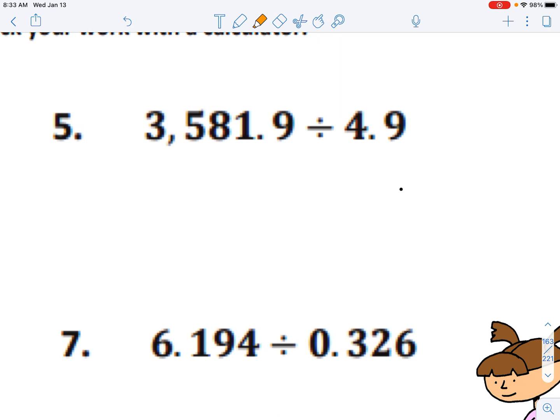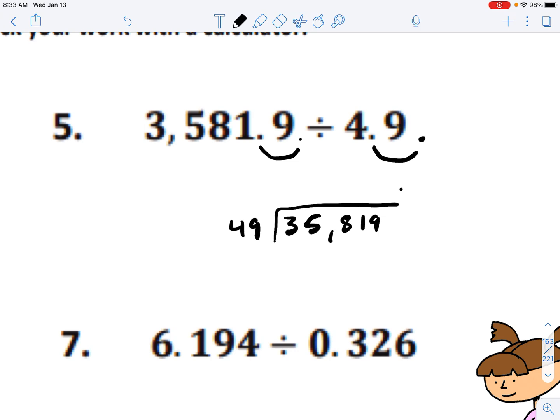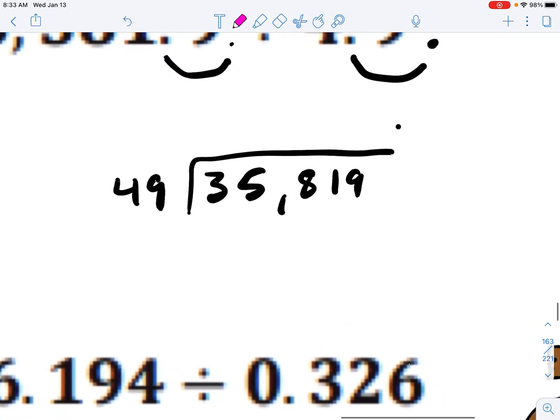I have 3,581 and 9 tenths divided by 4 and 9 tenths. So I need to make the divisor a whole number. I'm going to move it one space to the right. I have to do the same thing to the dividend. So now my new problem turns into 35,819 divided by 49.